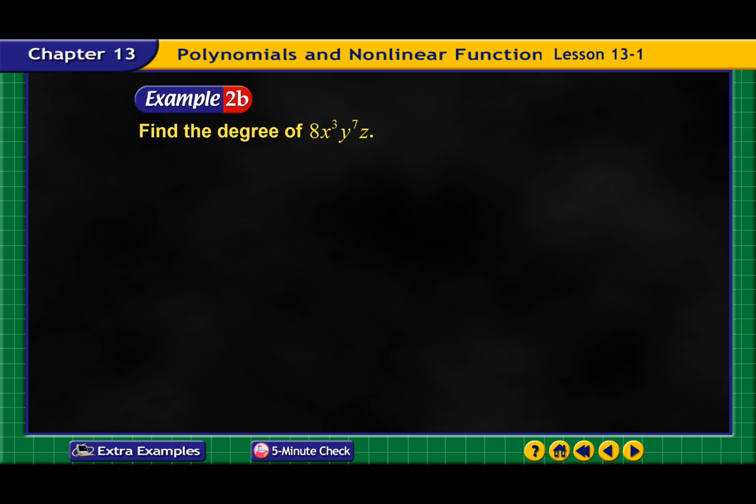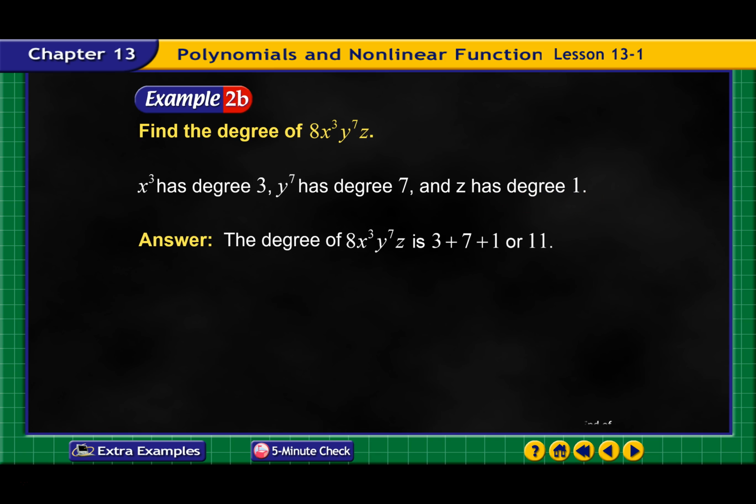Find the degree of x to the third, y to the 7th, and z. Okay, so x to the third has a degree of 3. y to the 7th has a degree of 7, and z has a degree of 1. Now we add all three of those together. So we take 3 plus 7 plus 1, so the degree is 11.